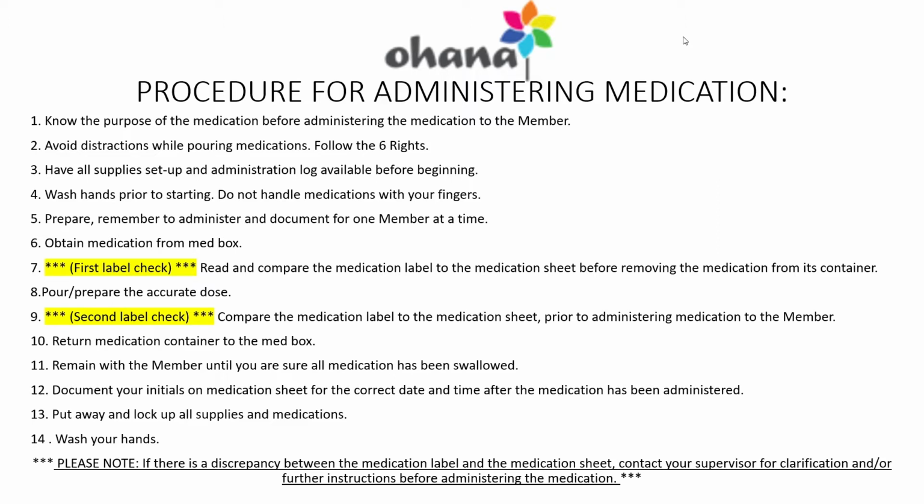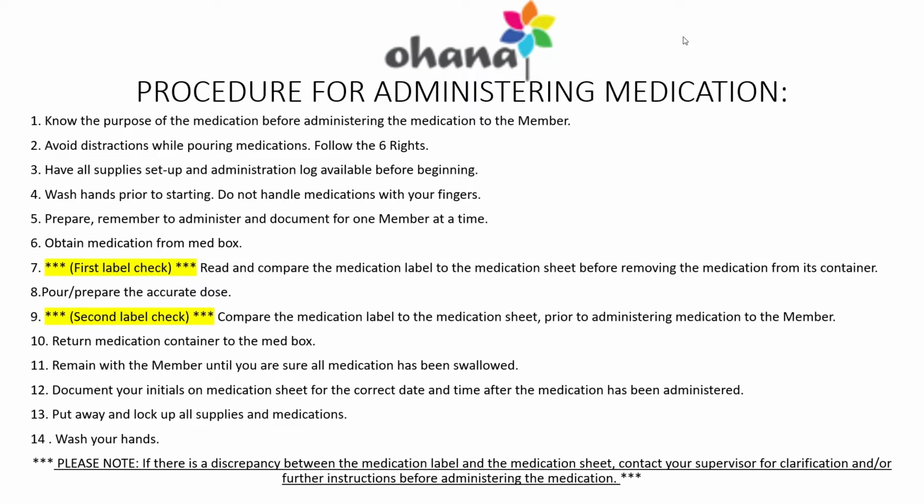So once you have yourself all set up, obtain the medication from the med box. This is when you check the label first. You'll be checking the label 2 times. But once you get the medication from the med box, you need to read and compare the medication label to the medication sheet or the medication log before removing the medication from its container. So before taking any pills out of the container. After that, you pour and prepare the correct dosage. So if the bottle says 1 pill, you get 1 pill out.